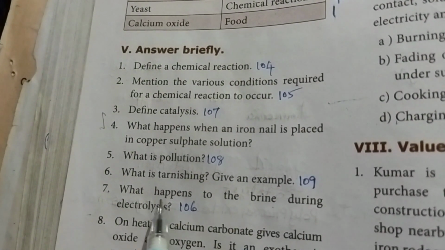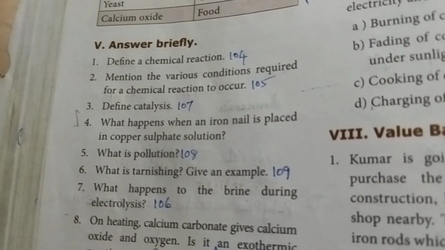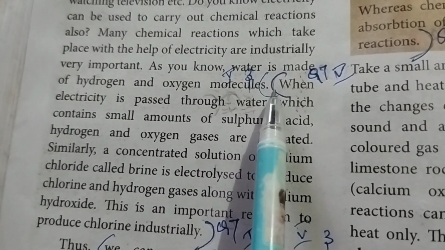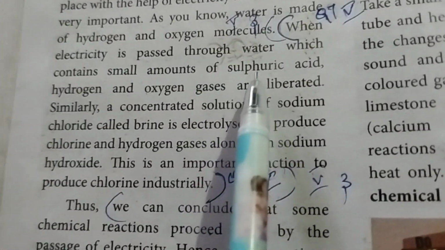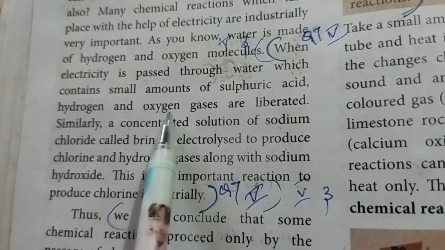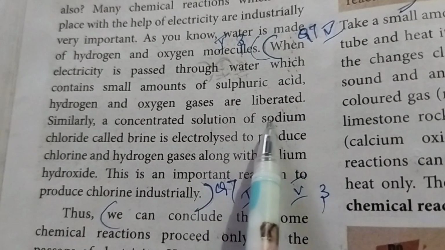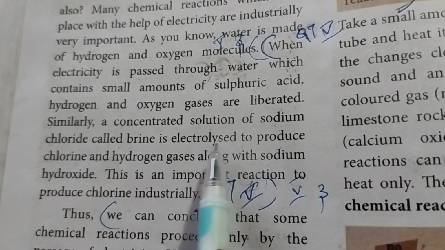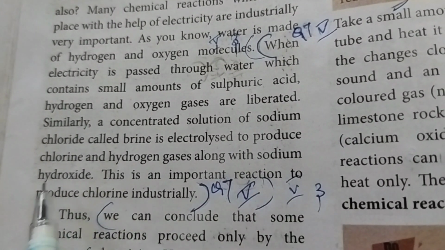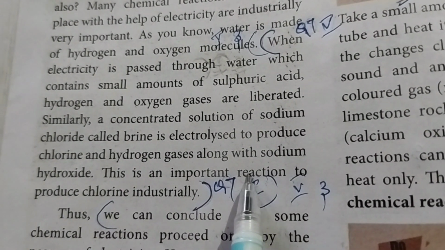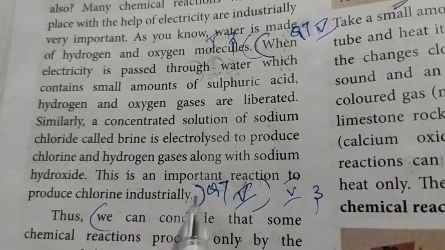Seventh one, what happens to the brine during electrolysis? Page number 106. When electricity is passed through water which contains a small amount of sulfuric acid, hydrogen and oxygen gases are liberated. Similarly, a concentrated solution of sodium chloride called brine is electrolyzed to produce chlorine and hydrogen gases along with sodium hydroxide. This is an important reaction to produce chlorine industrially. That is the seventh question answer.